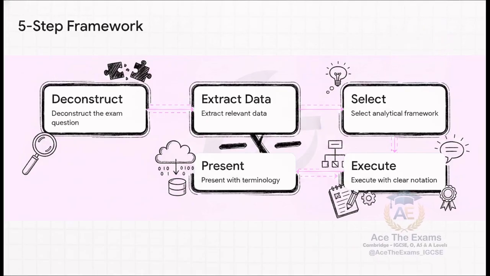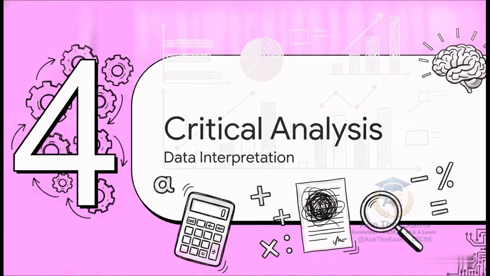Now, extracting that data properly in Step 2 is the foundation for literally everything else, which perfectly leads us to Section 4. Critical Analysis and Data Interpretation. In 9626, your data interpretation skills are absolutely critical. You're going to frequently be required to extract numbers and context from really long texts and complex tables. Your ability to interpret the relationships between that data, apply your arithmetic operators, and then draw solid evidence-based conclusions, that is exactly what separates a passing grade from a top-tier grade.